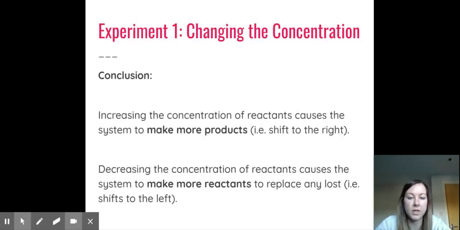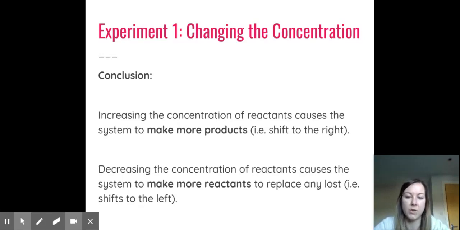So the conclusion to this experiment is, if you increase the concentration of reactants, that causes the system to make more products. What it does is it tries to undo the change that you have made. So if you increase the concentration of the reactants, the system will get rid of those extra reactants by turning them into products. And that will be a shift to the right-hand side, which is the product side.